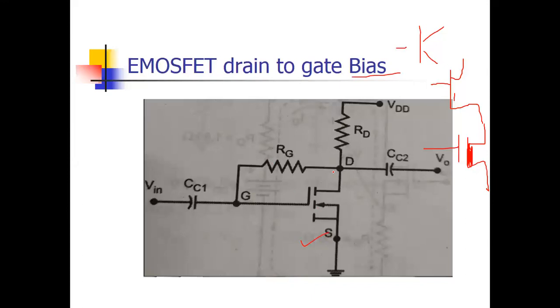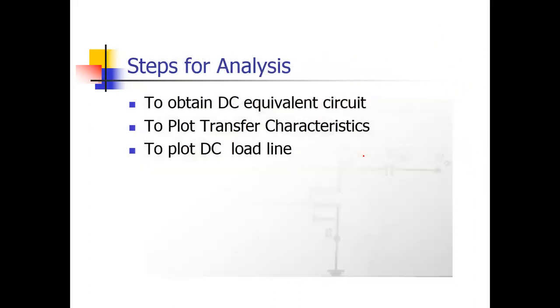Here is the E-MOSFET symbol: drain, gate, source. The fourth terminal, that is the body terminal, is grounded. The gate is connected to the drain through resistance RG. Hence it's called E-MOSFET drain to gate bias. Points for analysis are, first of all, we have to obtain the DC equivalent circuit, then the transfer characteristics, then the DC load line. After that we'll find the Q point.